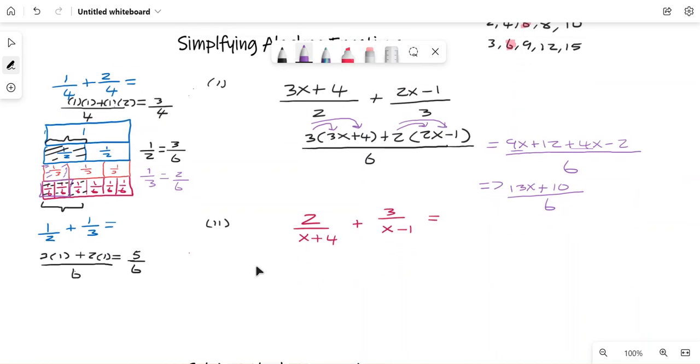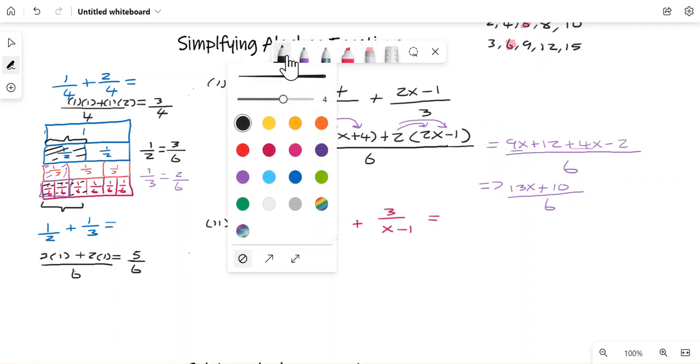So let's have a look at this next one. This next one is a little bit different in that you have the algebra parts, or the variables like x, for example, at the bottom, or as the denominator. But again, we use exactly the same process. So let's have a look at how we do this.